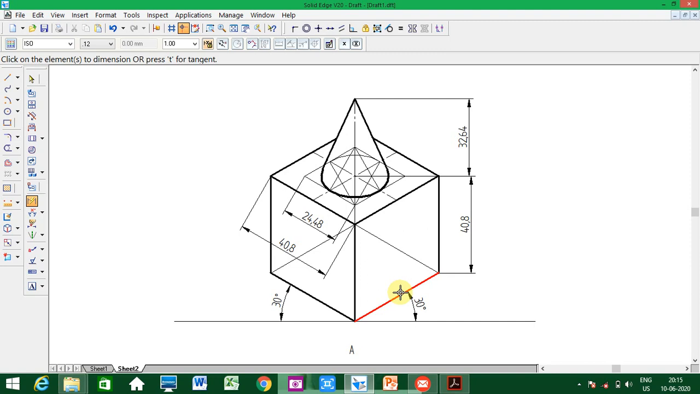Okay, this is the solution for this problem. I hope you understood. So this is the solution for the problem, and this problem you just try and practice for the examination.